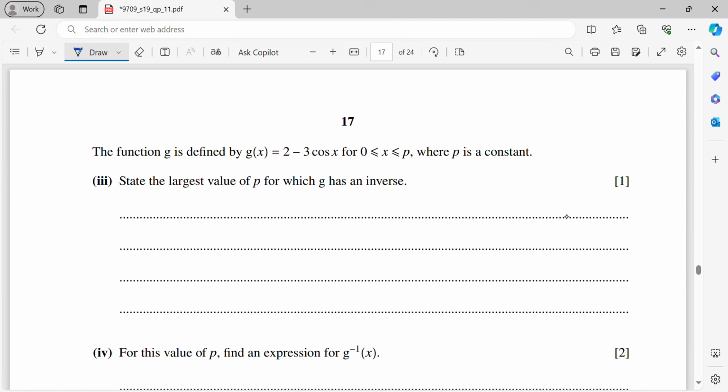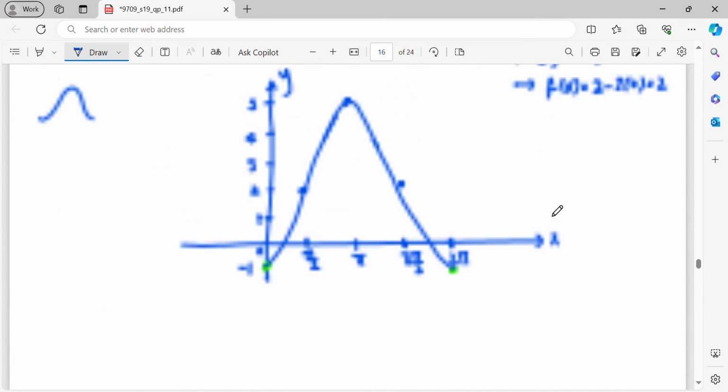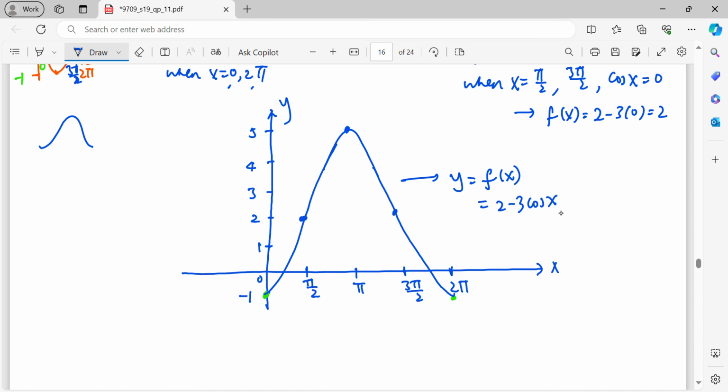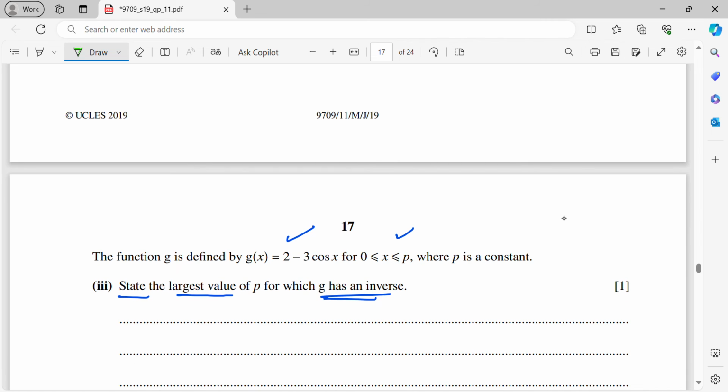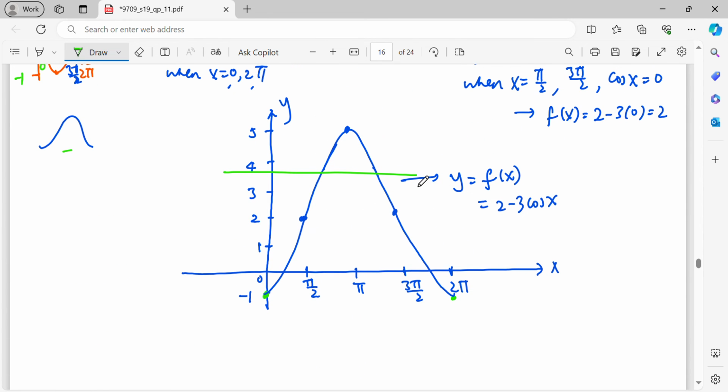Okay, now the function g is defined by the same function, but the x has been changed to 0 to p. State the largest p for which g has an inverse. Now look at the same graph. An inverse function exists when you draw a line and it only passes through one intersection point. That's why the question has revised the domain of x, starting from 0 until p. What is the largest p, so that when you draw a horizontal line parallel to the x-axis, there's only one intersection point? From here I know that it can be up to this point, right?